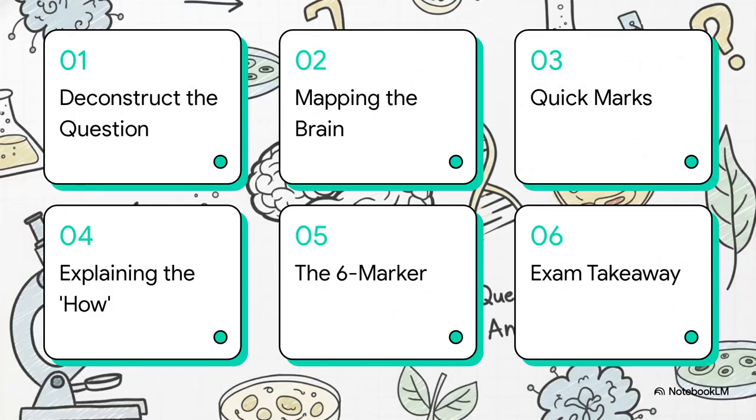So here's our game plan. First, we'll deconstruct the question itself. Then we'll get familiar with that brain diagram. After that, we'll scoop up the easy marks before we tackle the trickier how questions. And then the big one. We'll break down how to master the 6 marker. Finally, we'll wrap it all up with a key takeaway you can use for pretty much any exam question.